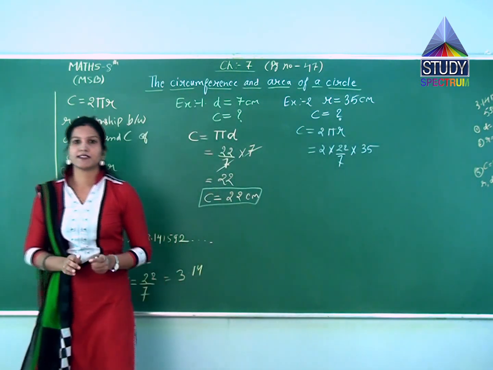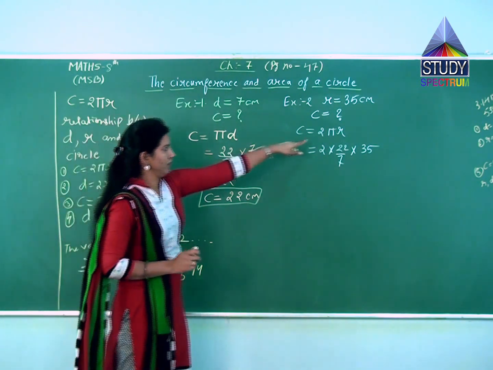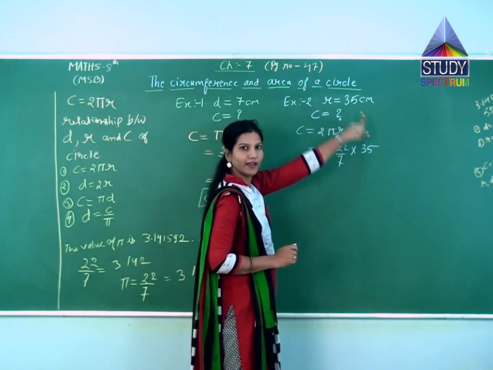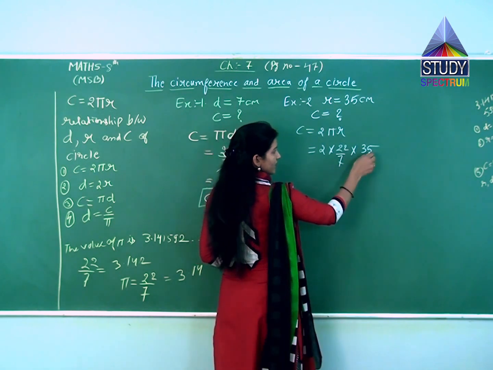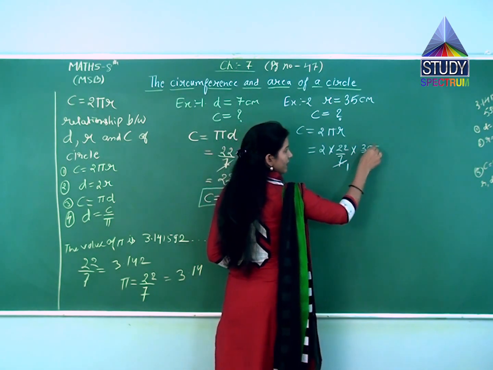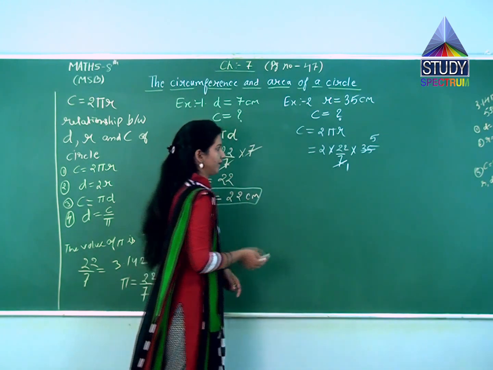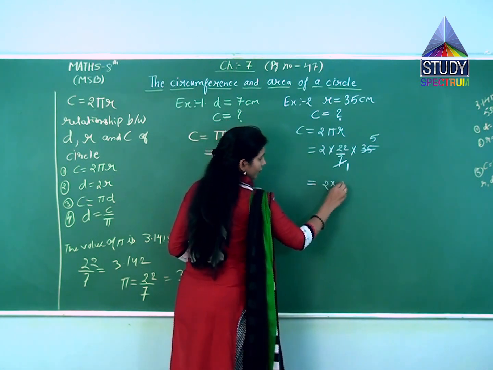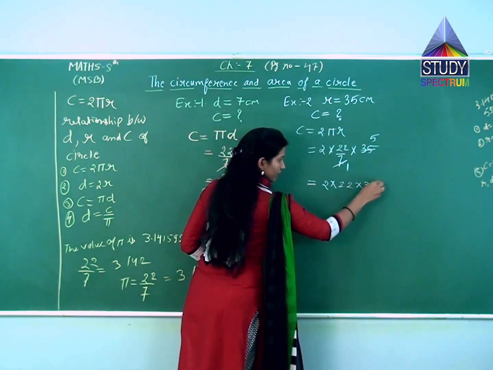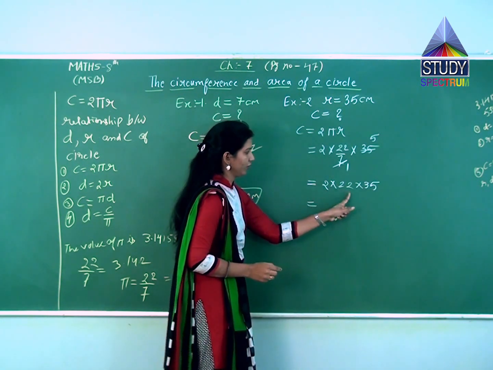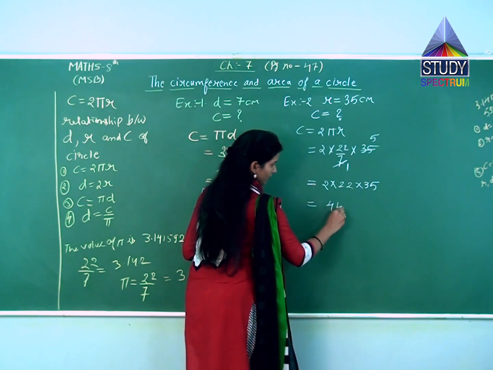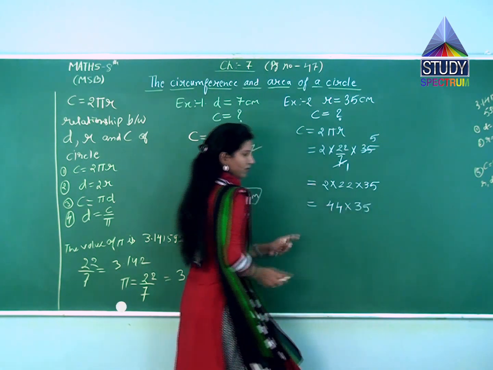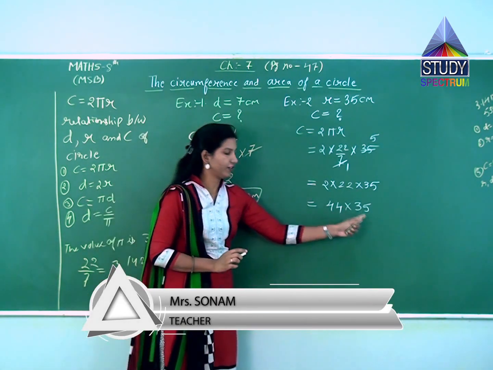What have we done? We have just substituted the values given. 2 as it is, pi 22 by 7 and r which is given 35 centimeter. Now just cancel out this 35 by 7. 7 ones are 7, 7 fives are 35. Now what are we left with? 2 into 22 into 35. 22 into 2, 44, because 2 2s are 4 and 2 2s are 4. Here 44 into 35. What will be the value of 44 into 35?